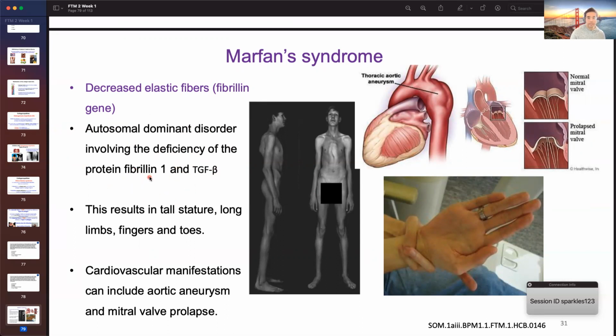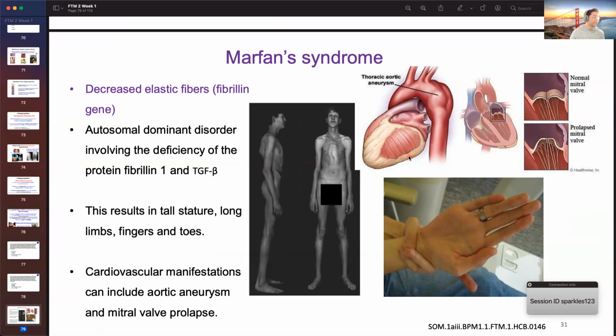Okay, so fibrillin is commonly associated with Marfan. Just tie those two words together: tall stature, long limbs, fingers and toes. What are the long limbs and toes called medically? Arachnodactyly, right? Exactly. It comes from the Latin roots for spider and dactyl, meaning digits. Cardiovascular manifestations include aortic aneurysms, they call it aortic dissections or aneurysms, and then mitral valve prolapse, because your mitral valve takes in a lot of pressure. You're going to cover more about this in CPR.